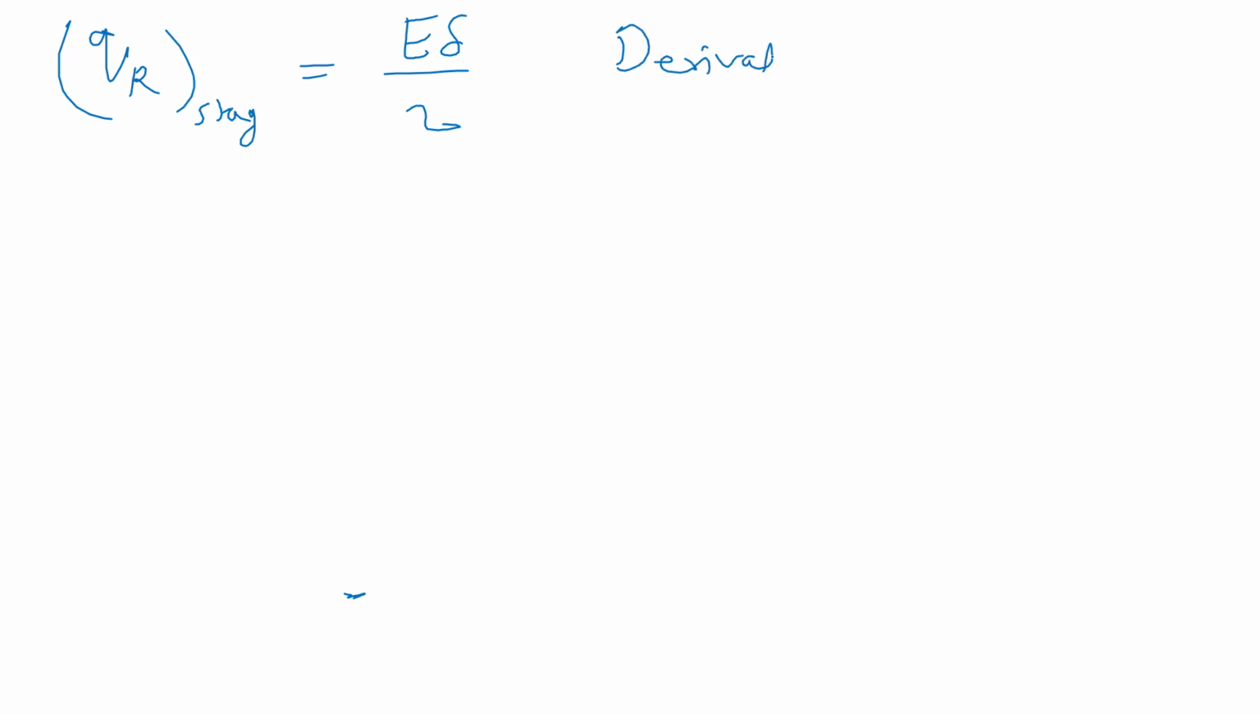Now we will see the derivation of one more relation, which is Q radiative heat transfer at stagnation point is equal to E delta upon 2. Its derivation.